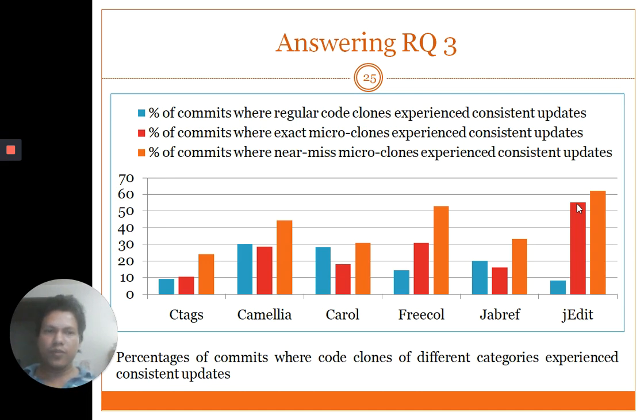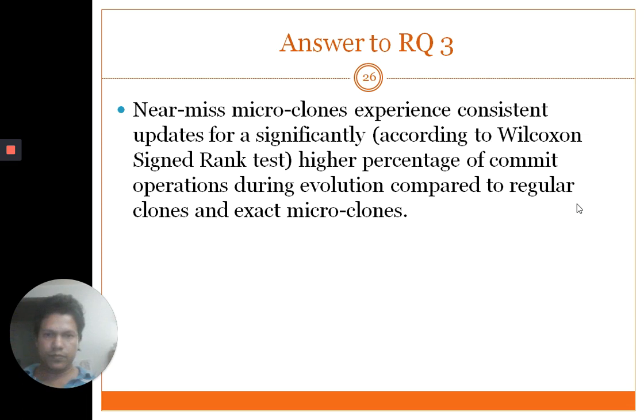We obtain this graph from our investigation, which contains three percentages. The percentage of commits where regular code clones experienced consistent updates, the percentage of commits where exact microclones or near-miss microclones experience consistent updates. We see that for each of the six subject systems, the percentage regarding near-miss microclones is the highest. From RQ3, we realize that near-miss microclones experience consistent updates for a significantly higher percentage of commit operations during the entire period of evolution compared to regular code clones and exact microclones.